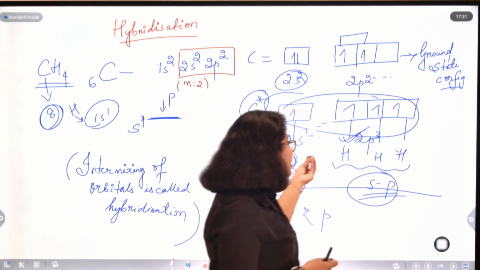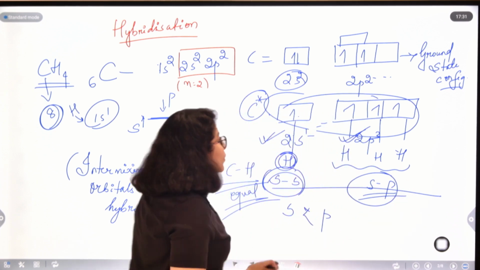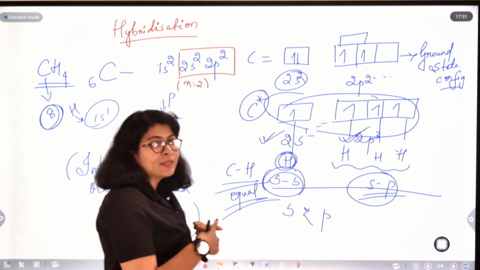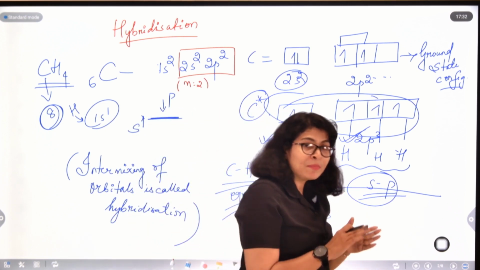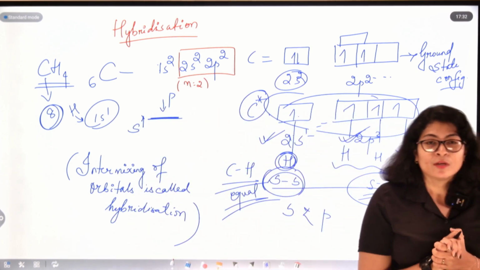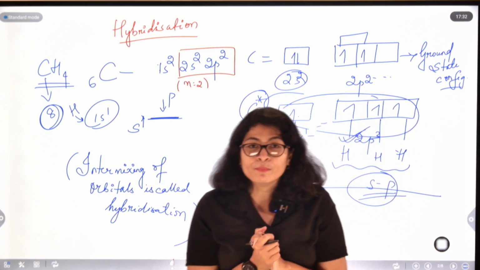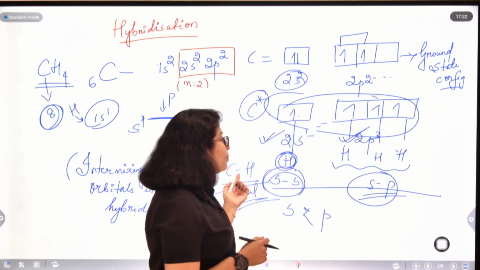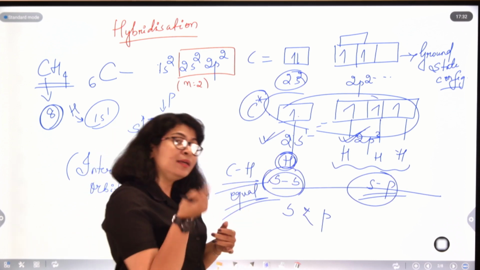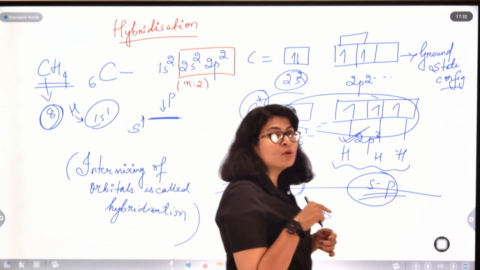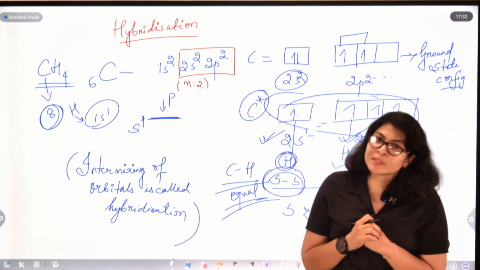So the same is the case with orbitals also. Only those orbitals intermix which have the same or nearly the same energies. Orbitals having huge differences in energies cannot be intermixed. They will not be compatible with each other. So only orbitals having the same or nearly the same amount of energy can be intermixed among themselves, right?